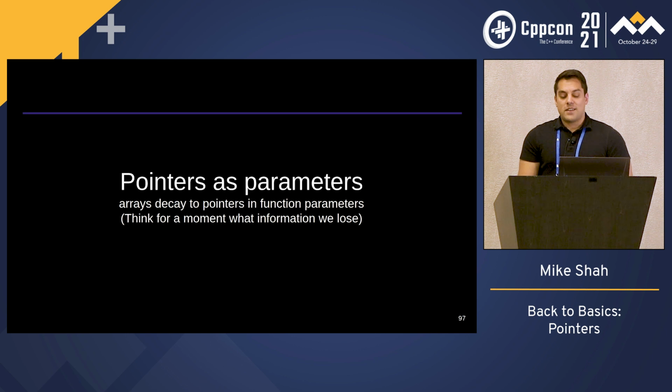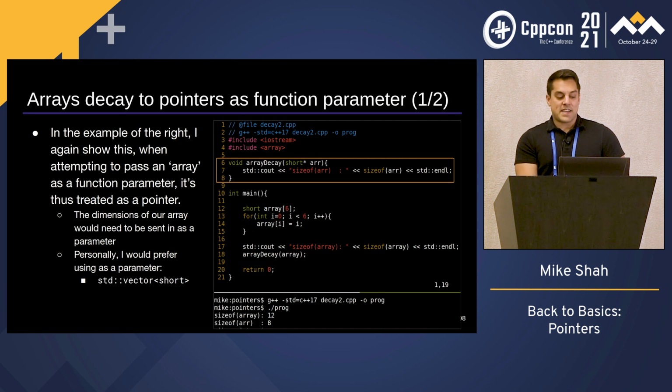Okay, so what does this mean if I try to pass pointers as parameters into functions? So we've already looked at one way to do this when we were passing our int pointer and learned about pass by pointer. But what if I want to pass a chunk of data into a function? Think for a moment to yourself, what does this actually mean? Again, what information do we lose when we try to pass an array into a function? Well, in this case, the array does decay to a pointer when it's a function parameter here. So I've called this function array decay, and I'm just passing in a pointer here.